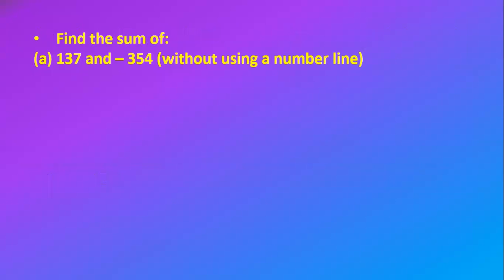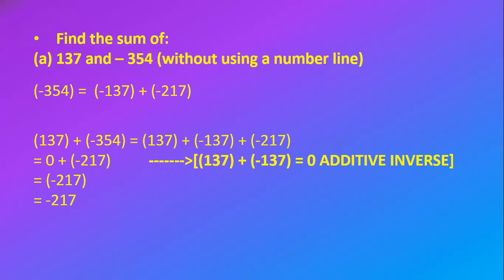Now find the sum of 137 and minus 354 without using a number line. Minus 354 can be written as minus 137 plus minus 217. So according to the given problem, 137 is added with minus 354. So you can replace minus 354 as 137 plus minus 137 plus minus 217. Since 137 and minus 137 are additive inverses, it yields 0. We get minus 217 as the answer.